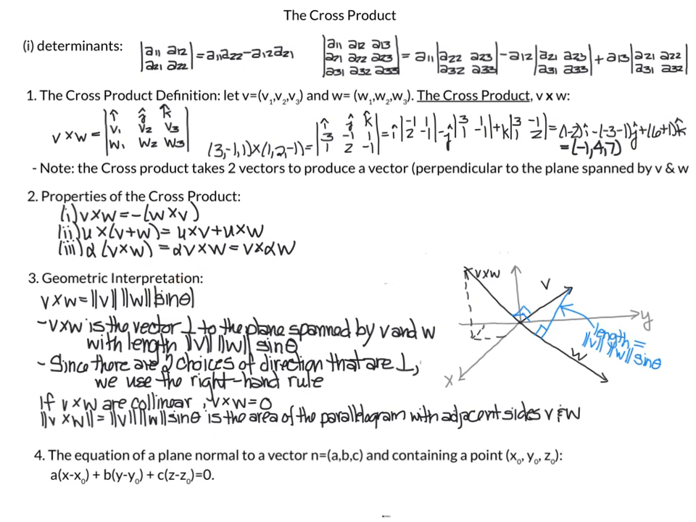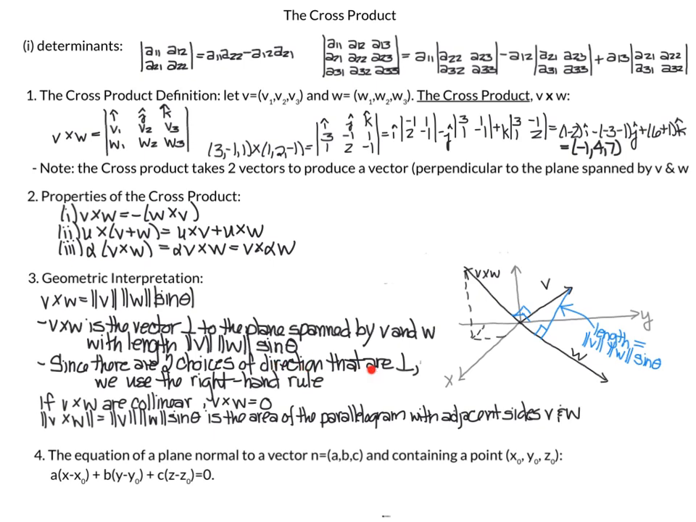There's a geometric interpretation for the cross product. The norm of V cross W is equal to the norm of V, norm of W times sine of theta, norm being the length of. And V cross W, more importantly, is the vector perpendicular to both V and W, and perpendicular to the plane spanned by V and W. This is what this illustration was here. If you have a vector V and a vector W, these two vectors will define a plane. V cross W then is perpendicular to the plane defined by V and W.